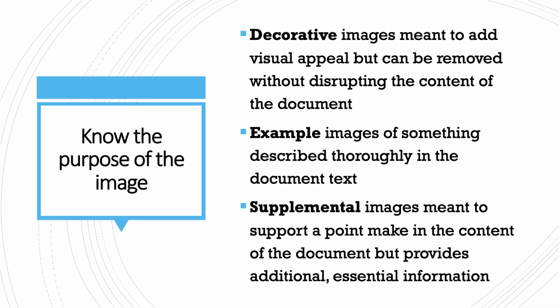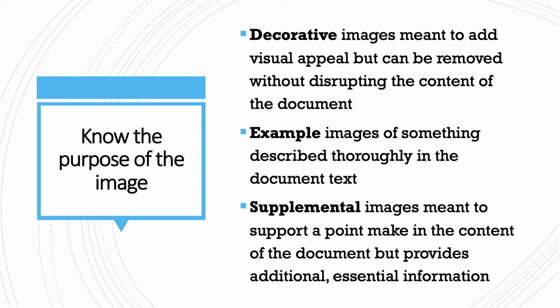The first step in writing effective alt text is to understand the purpose of why you're using the image in a document. And it might be easier to think about those images in three ways. Either they are a decorative image, meaning that they're meant to add visual appeal to the document, but they don't really add content. If I were to take them away, they wouldn't disrupt the meaning in a document. An example image is an image of something that is already described thoroughly within the document, and the image is just added as an example of what's already been described.